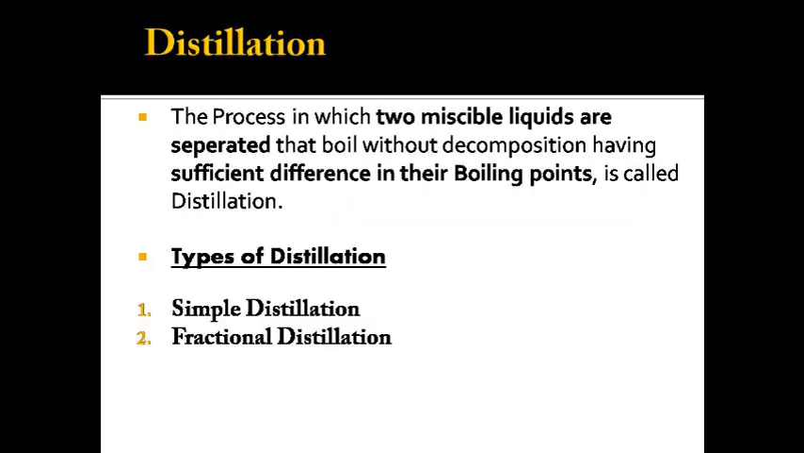The next technique is distillation, the process in which two miscible liquids that boil without decomposition, having a sufficient difference in their boiling points, are separated. That means if there are two miscible liquids with sufficient difference in boiling points, they can be separated with the help of distillation. There are generally two types of distillation: simple distillation and fractional distillation. Let us understand both the methods in detail.